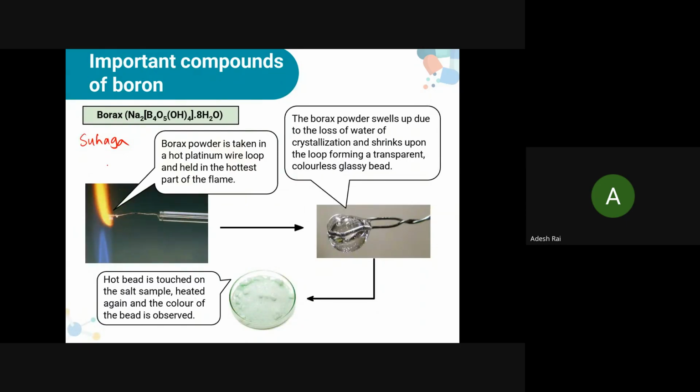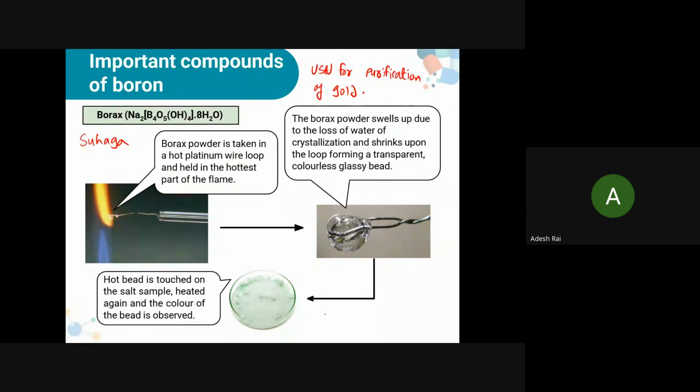Is that clear? So one of the uses is the borax bead test, qualitative analysis. Another is that borax is used to purify gold. So how do you remember that? Sone pe suhaga. So one of the uses is purification of gold. This is the second application. And one more application is that it is used for the production of glasses.